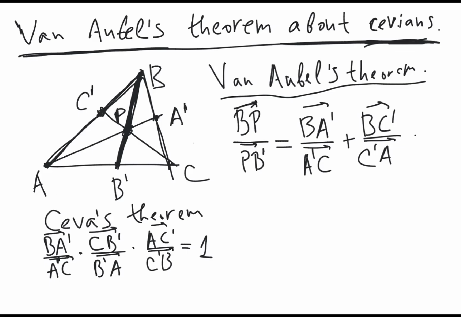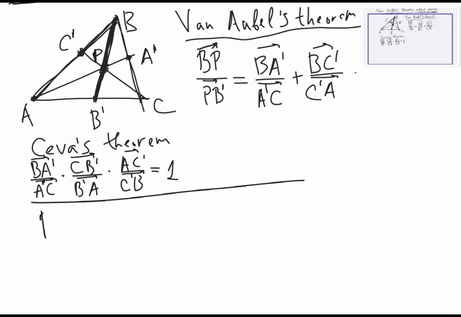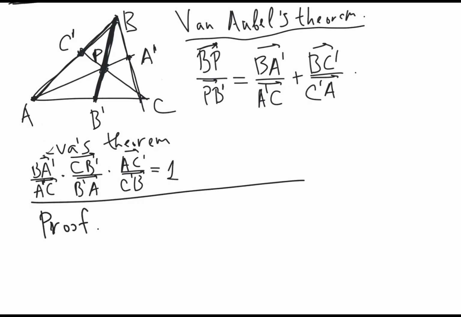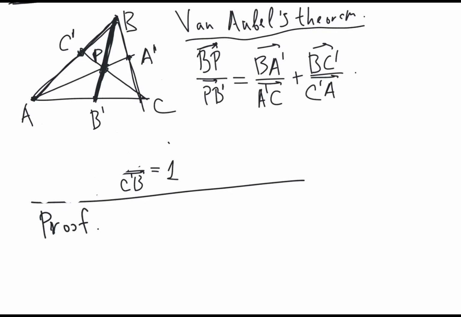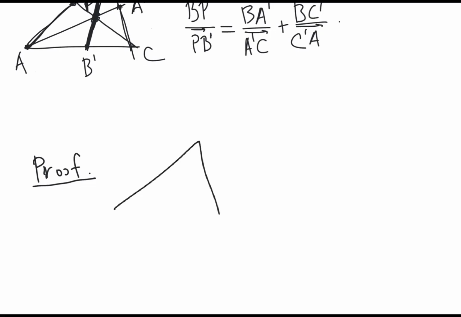Okay, so let's prove this. The proof is of Van Aubel's theorem, not of Ceva's theorem. Ceva's theorem I'm going to remove. So the proof is actually going to use Menelaus' theorem. Similar to Ceva's theorem, there is also a Menelaus theorem. I'm going to formulate it now.